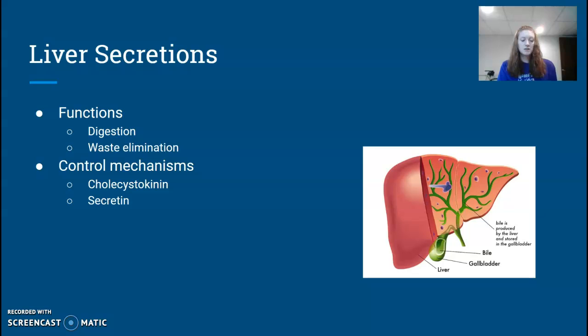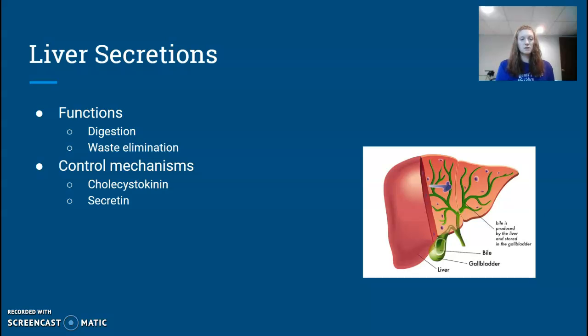The liver functions to aid in digestion as well as in some waste elimination. Bile, which is secreted from the liver, contains acids and salts to aid the breakdown of fats during digestion. But there are also some liver waste products like bilirubin, which is created when old red blood cells are recycled and hemoglobin is broken down. This is found in bile and will be removed by the body in the form of feces.